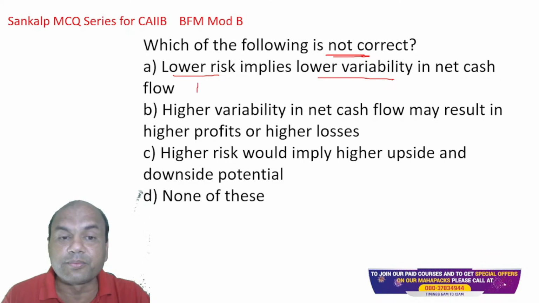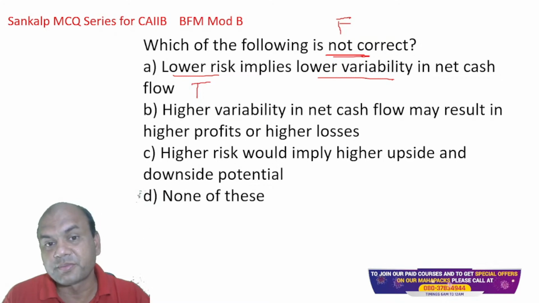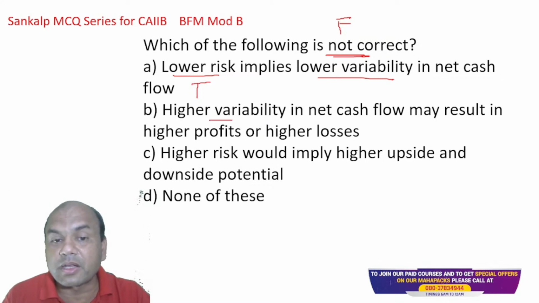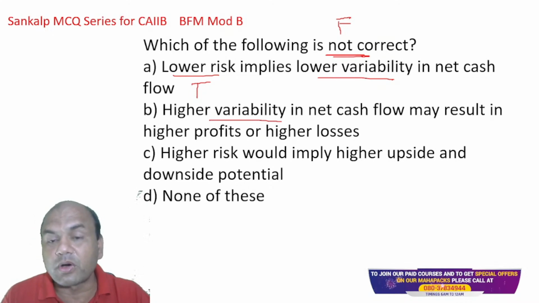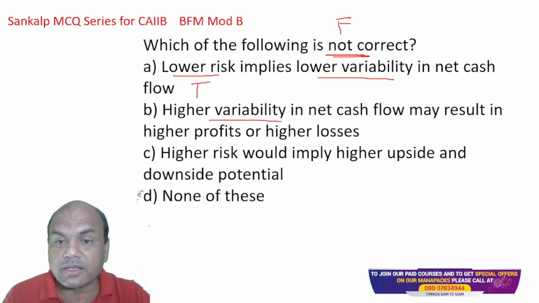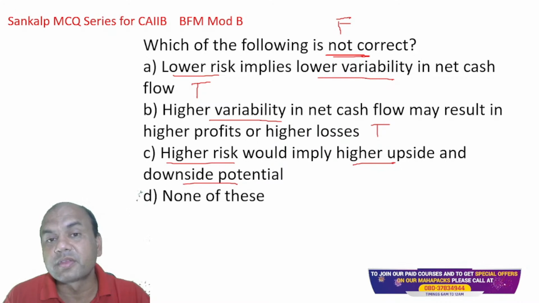So this is true. We want false, isn't it? What is our target? Our target is false. Higher cash variability in net cash flow may result in higher profits or higher losses. So higher variability. Sometimes I'm getting huge cash, sometimes no cash. So it may result in higher profits or higher losses, both. That is true again, isn't it? Higher risk would imply higher upside or higher downside, right?